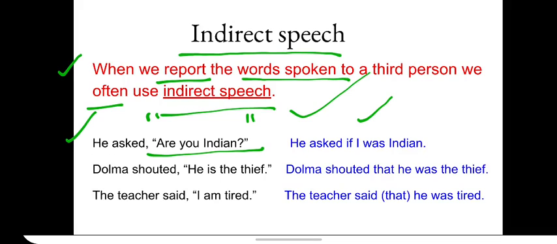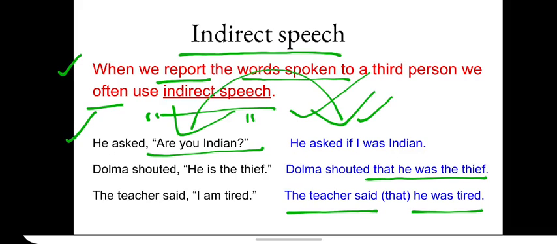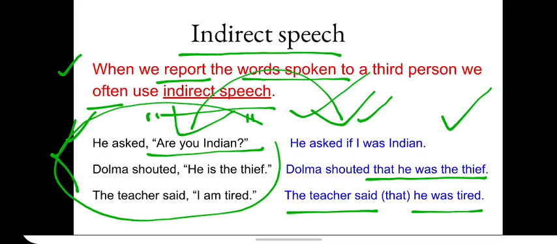Dolma shouted, "He's a thief." Dolma shouted that he was the thief. The teacher said, "I'm tired." The teacher said that he was tired. So you will see some difference between the sentences in black ink and the sentences in blue ink here. The blue ink ones are in indirect form, and the black ink ones are in direct form. The words in black ink are very easy because you just copy down the exact words. There's no need to change any word, you just put them between inverted commas. That's direct.